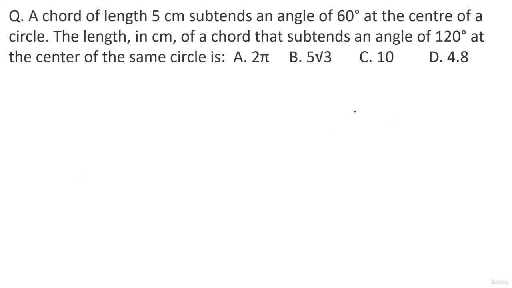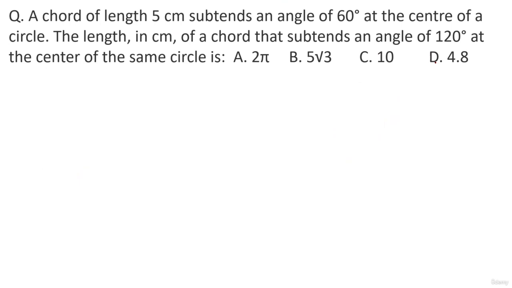A chord of length 5 centimeters subtends an angle of 60 degrees at the center of a circle. The length in centimeters of a chord that subtends an angle of 120 degrees at the center of the same circle is? Now many people in a hurry think: the chord is 5 centimeters, the angle is 60 degrees, so in place of 120 it doubles, and similarly 5 doubles to 10, which is not correct.